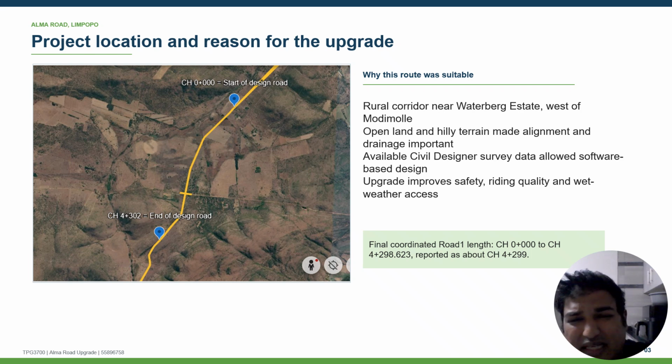The surrounding area is mainly rural, with open land and scattered properties and hilly terrain. Because of this, the road is suitable for a geometric design project because the alignment, vertical profile, drainage, and earthworks all become important. The existing road is treated as a rural gravel road corridor. Upgrading it to a surfaced divided road improves riding quality, reduces dust and loose gravel problems, improves wet weather access, and gives a stronger pavement structure. After coordination in Civil Designer, the final road one length is approximately 4.299 kilometers.